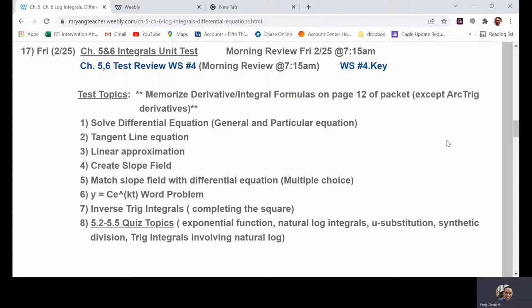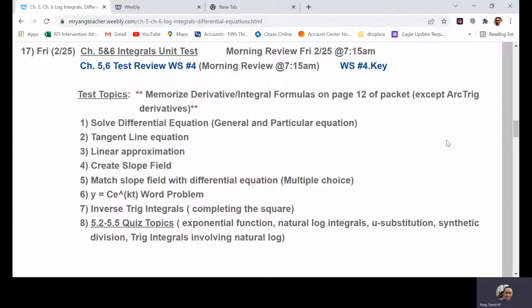I just handed back your Chapter 4 calculator portion of the test. For those of you who want to recover your test grade up to 79, we can do that next week. Come in any morning or fourth period to do corrections on the Chapter 4 calculator test. The recovery date is next Friday, March 4th.